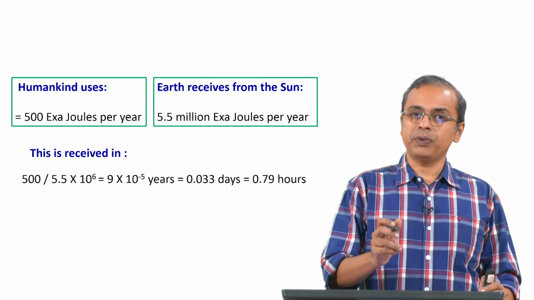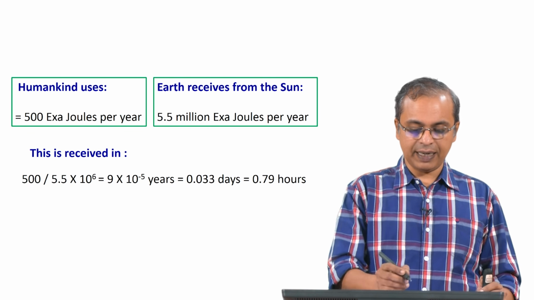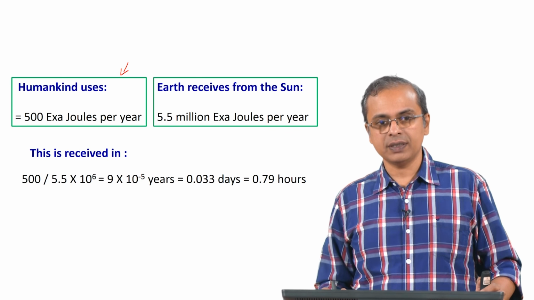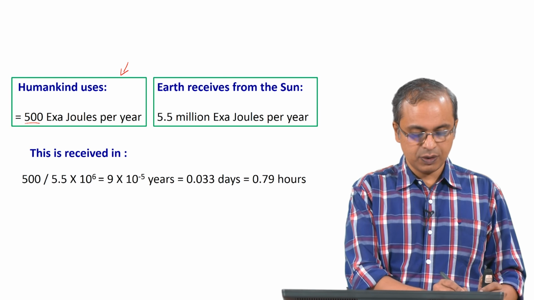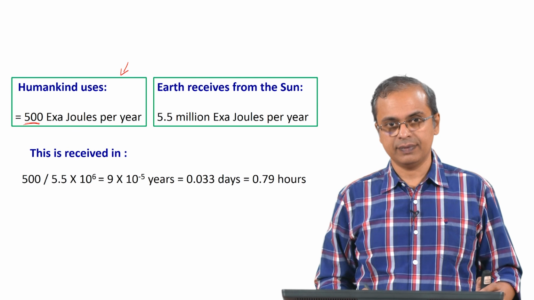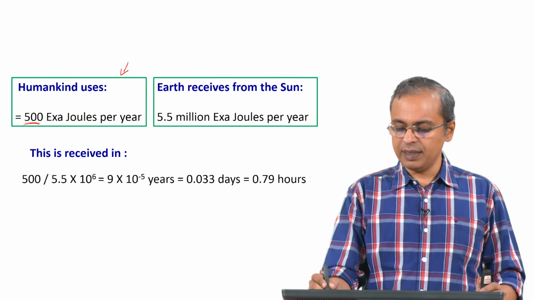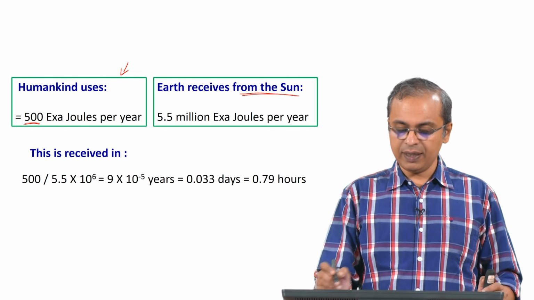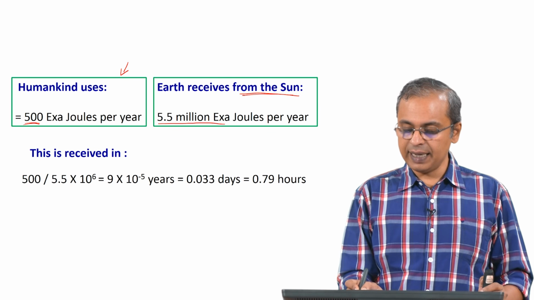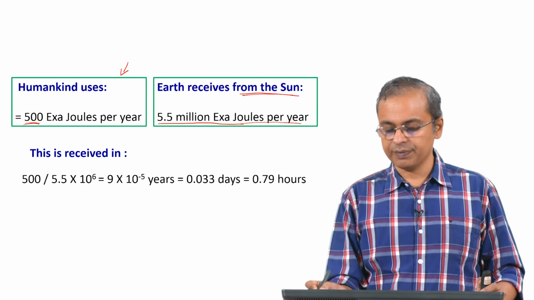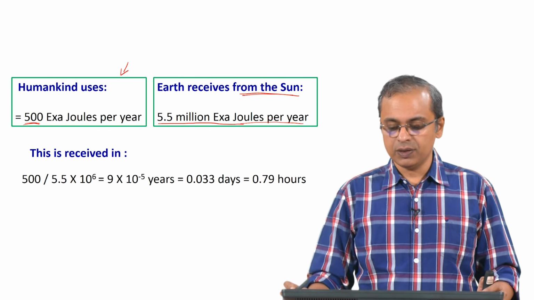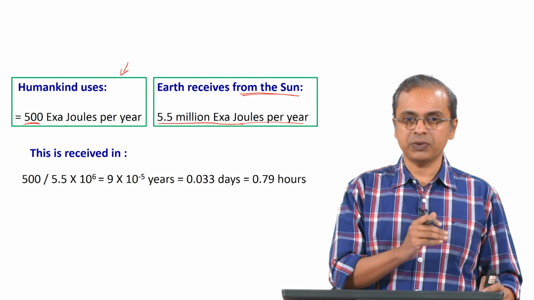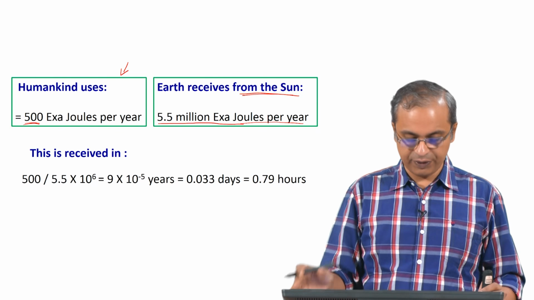So, we have now two interesting numbers that we can compare. We know as of today that humanity uses 500 exajoules every year, okay. And from the sun we are receiving 5.5 million exajoules every year, okay. So, the sun is sending us 5.5 million exajoules and we are using 500 exajoules. So, these are two numbers that are of interest.